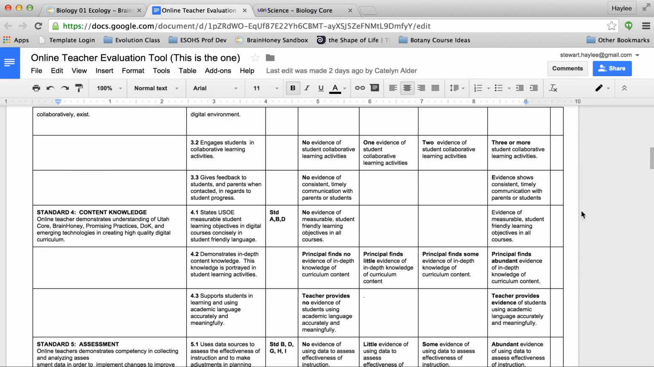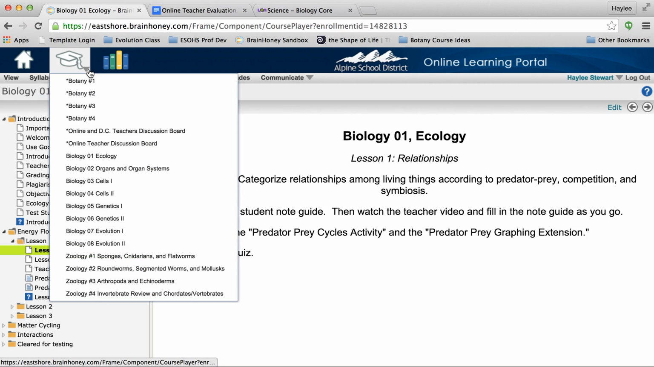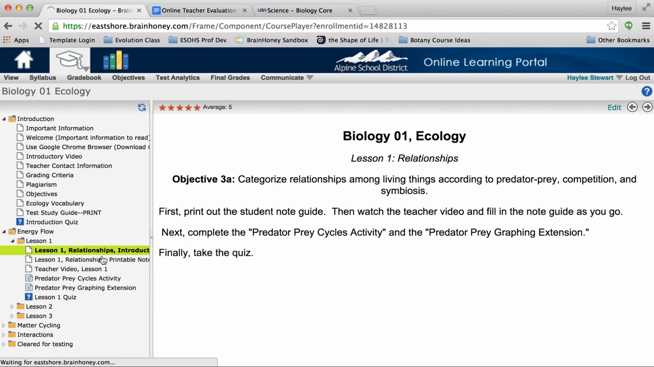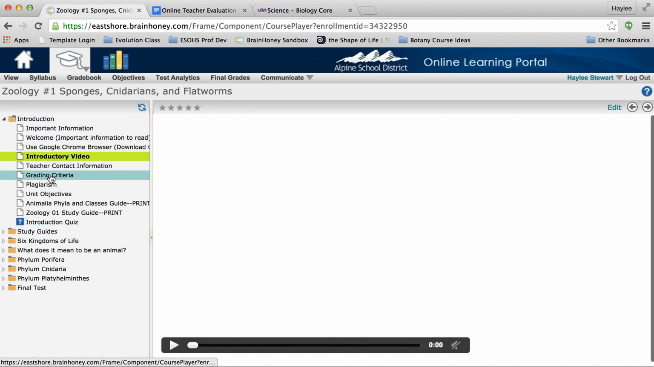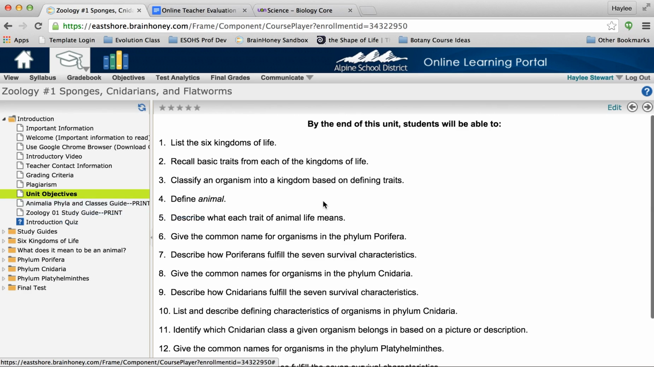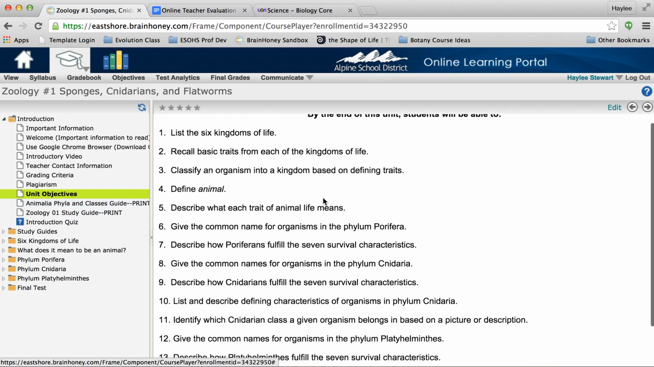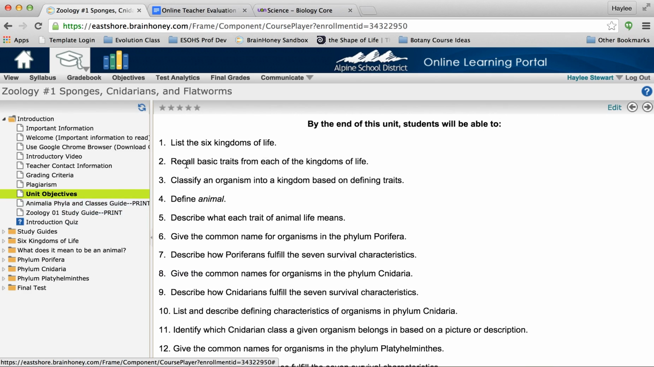And again, there's no spectrum here. You either do it or you don't. And so I would highly recommend that if you have a core, use it to make those objectives, and that way they're already done for you and they're easy to use. Now for me, I have a course that isn't a core course. I've made a zoology course, and I had to come up with my own objectives. But I did that, and as I was going through lessons, I thought, oh, in this lesson they should be able to list, in this they should recall, classify, define, and these are all objectives that they should be able to do in this unit. So objectives can be created without a core as well.